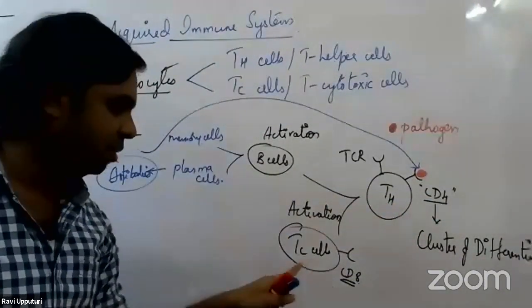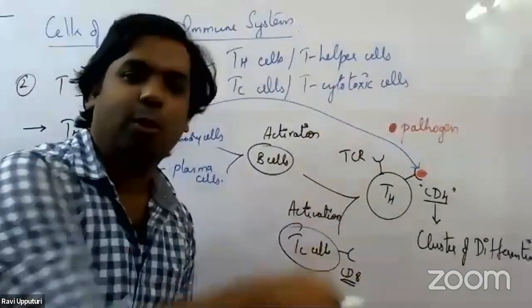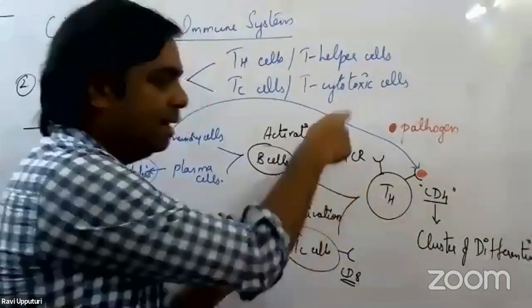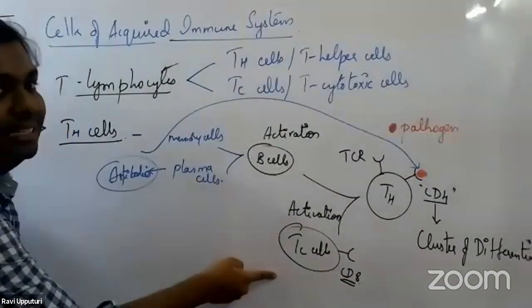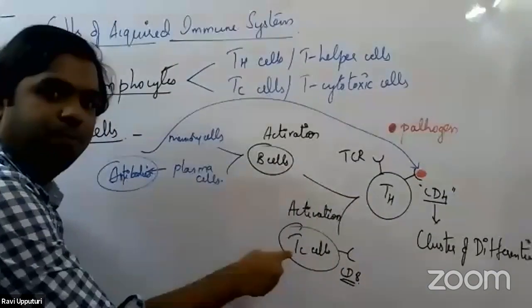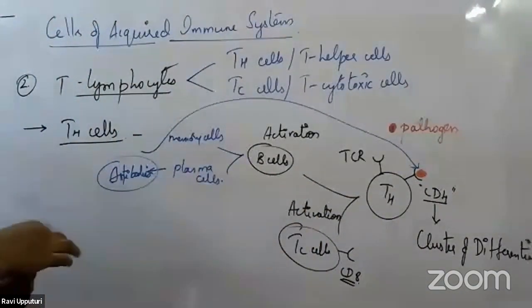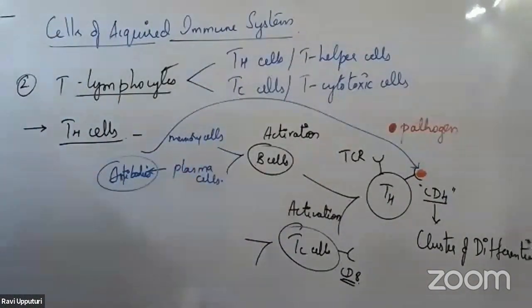CD8 receptor present on the surface of TC cells. Right? It is actually a very lengthy process, just making it simple so that you can understand how they are actually functioning. Now, what do the TC cells do? Upon activation by the T helper cell, the TC cells will start producing two types of substances.